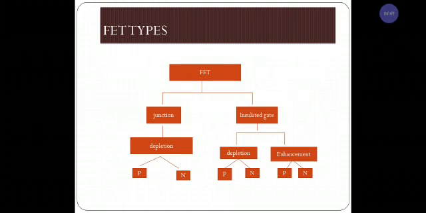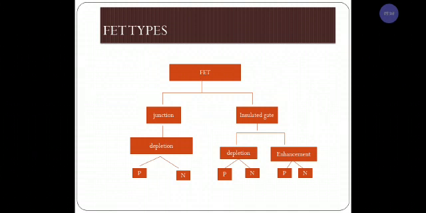Now, let us see the types of FETs. FET can be classified into two types. One is junction and another one is insulated gate. Junction can be classified into one single type, the depletion junction. The insulated gate is also known by the name MOSFET, that is metal oxide semiconductor field effect transistor. This insulated gate can be classified into two types. One is depletion and another one is enhancement mode.